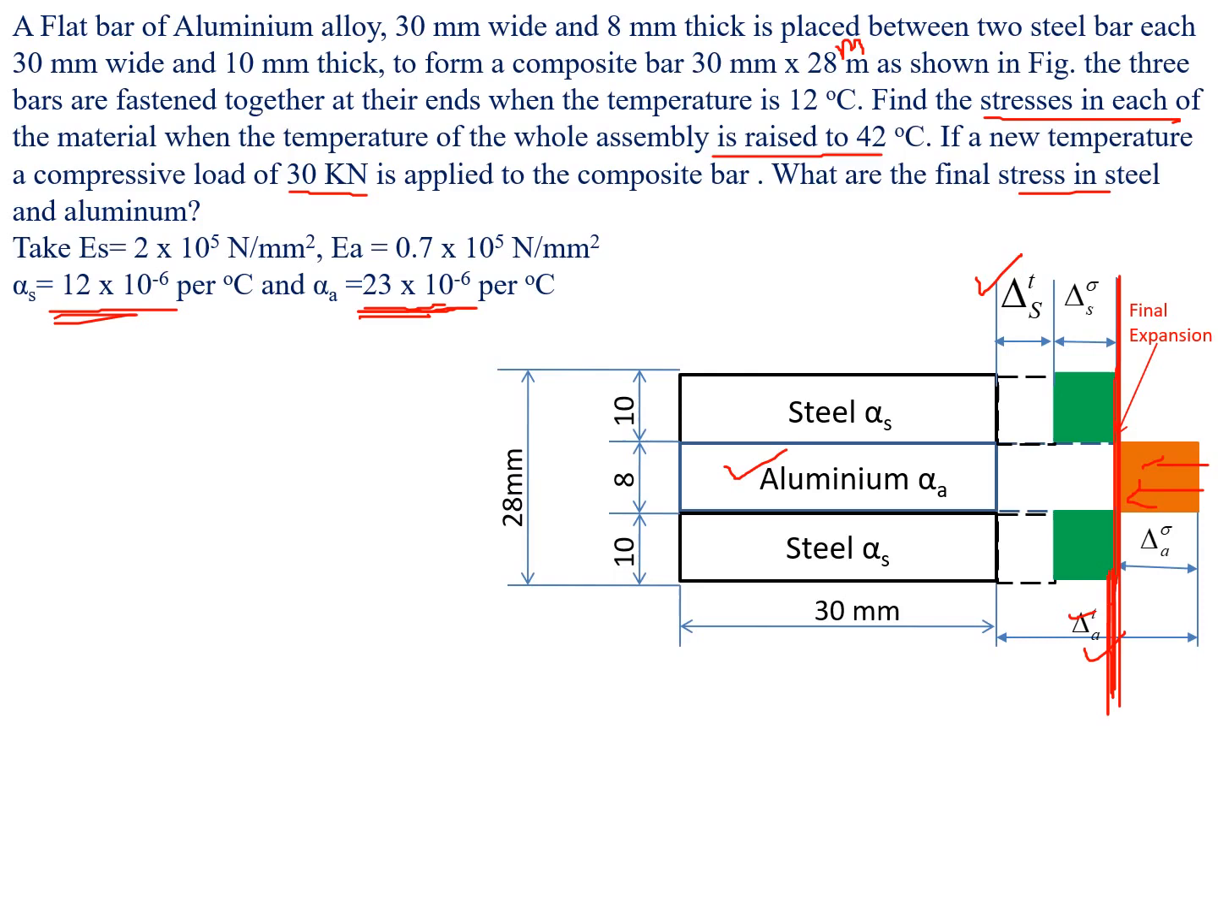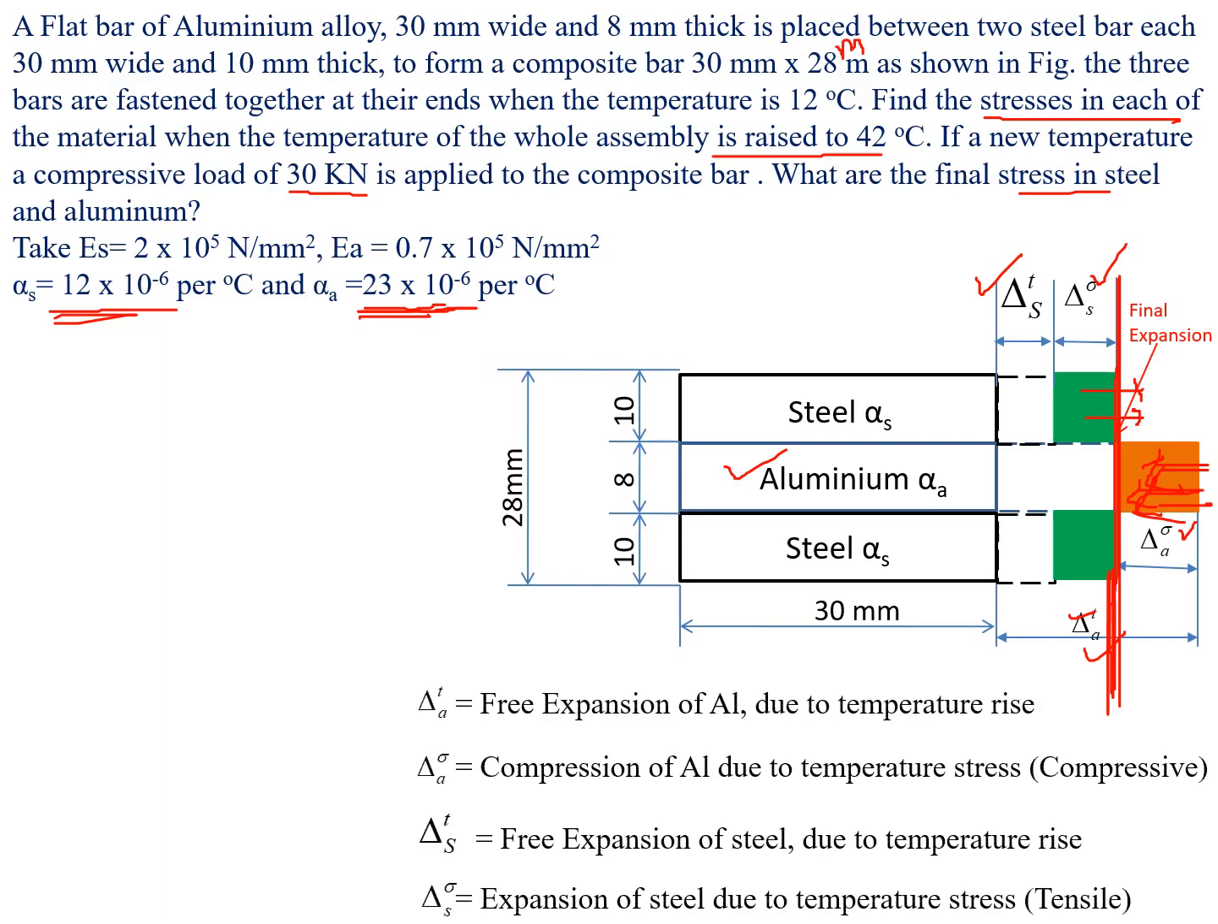So in the aluminum, compressive stresses will be generated and contraction will take place. Similarly, in the opposite behavior, in the steel, tensile stresses will be generated and expansion will take place. So this is delta S sigma, the expansion in the steel bar due to the tensile stresses. Similarly, delta A sigma is the contraction of the aluminum due to the compressive stresses.